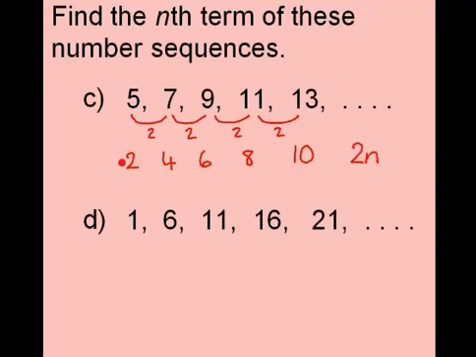Now if I look at this and compare it to this, I can see that I add 3. The same here and here, and so on. So the nth term must be 2n add 3.